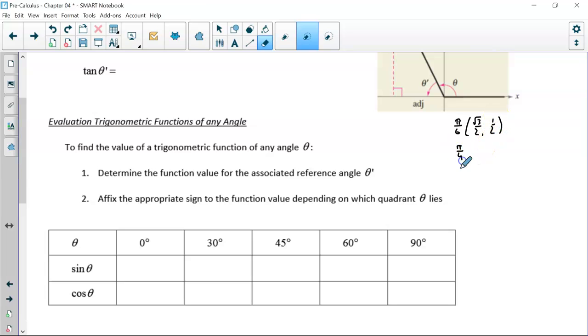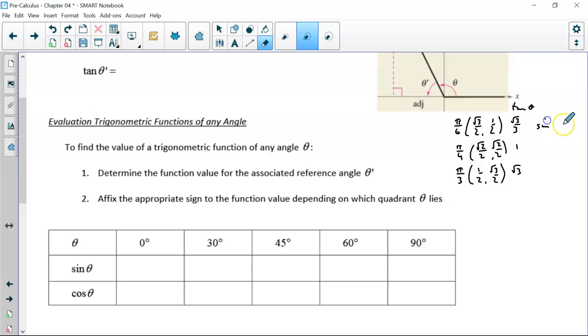Then I got my pi over 4 and my pi over 3. That's going to be 1/2, root 3 over 2. Just remember, you just flip them to get the other one. And the pi over 4s are root 2 over 2, root 2 over 2. And the tangents for those, for pi over 6, root 3 over 3. Pi over 4, it's going to be 1. And for pi over 3, it's going to be root 3.